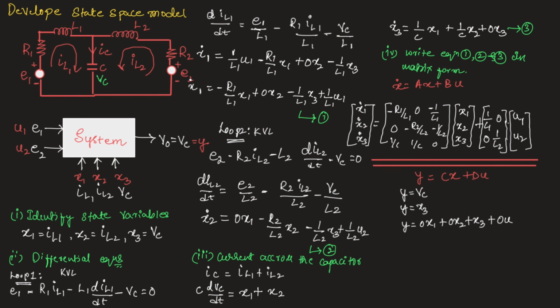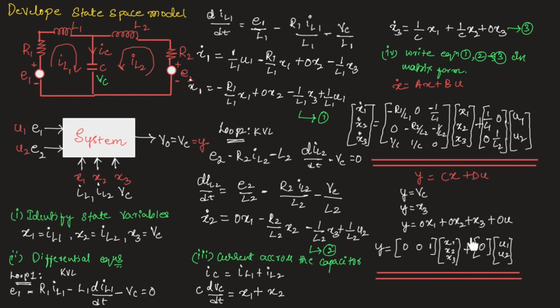So let us write this in matrix form. We can write y is equal to: x1 is 0, x2 is 0, x3 is 1, that is multiplied with x1, x2, x3, plus, we don't have u term, so we'll write it as 0, that is multiplied with u1 and u2. This is the representation of output equation in matrix form for the given electrical circuit.